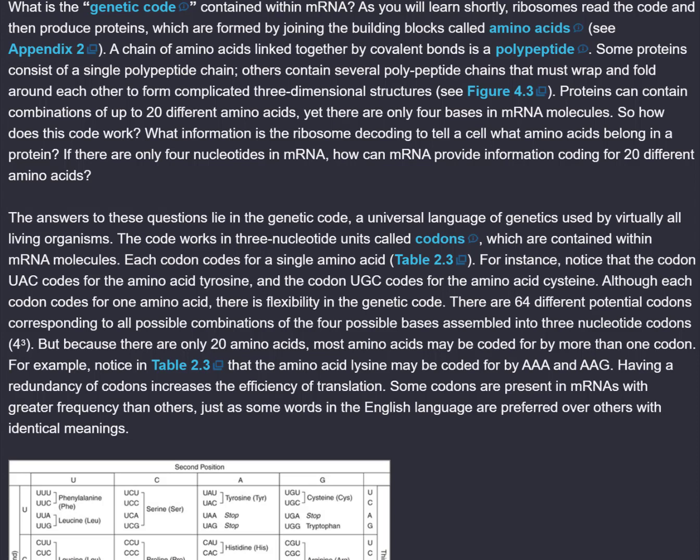A chain of amino acids linked together by covalent bonds is a polypeptide. Some proteins consist of a single polypeptide chain, others contain several polypeptide chains that must wrap and fold around each other to form complicated three-dimensional structures. See Figure 4.3. Proteins can contain combinations of up to 20 different amino acids, yet there are only 4 bases in mRNA molecules.